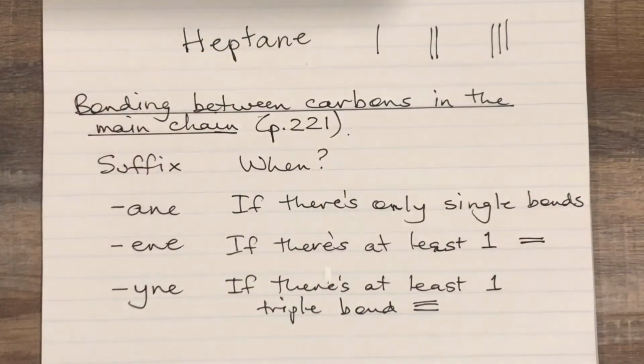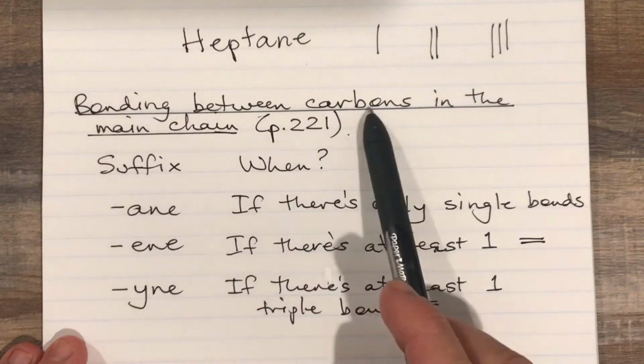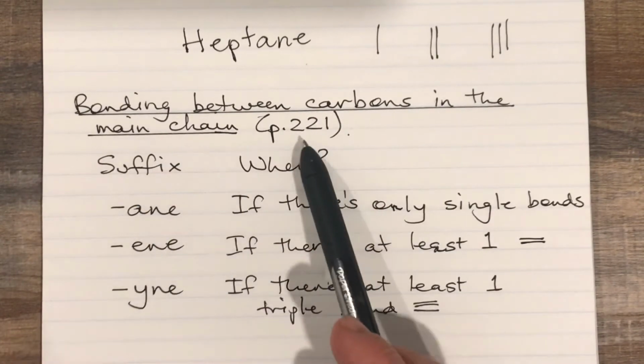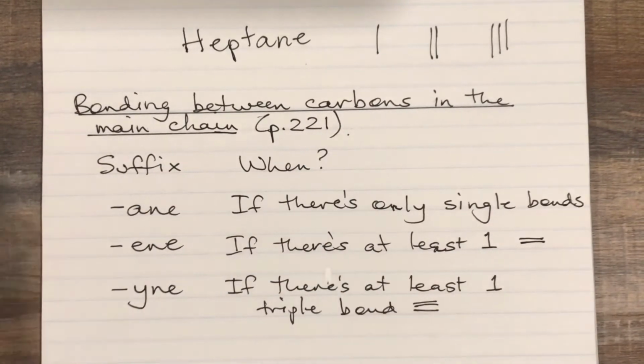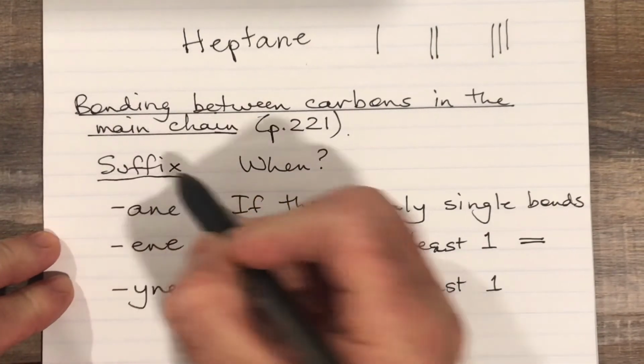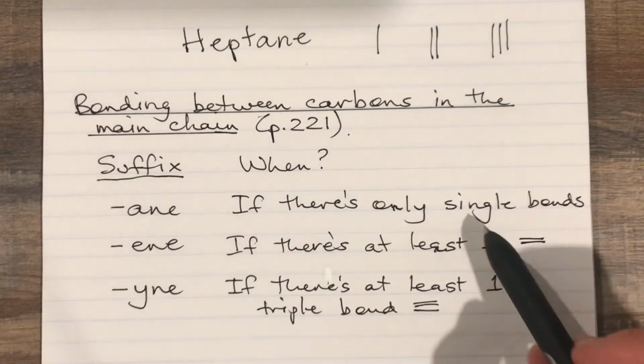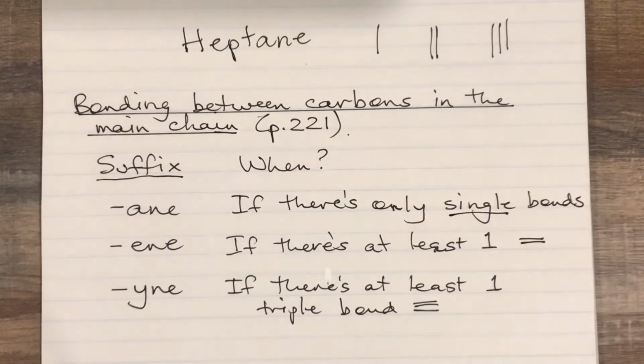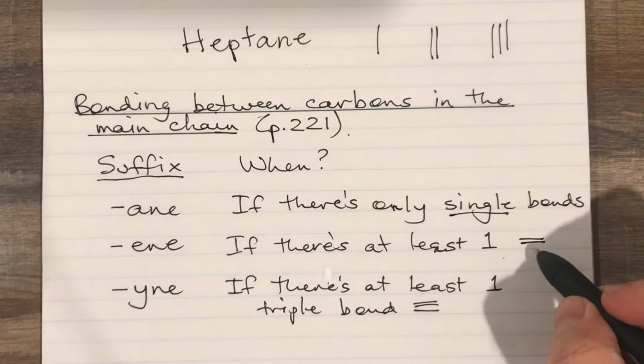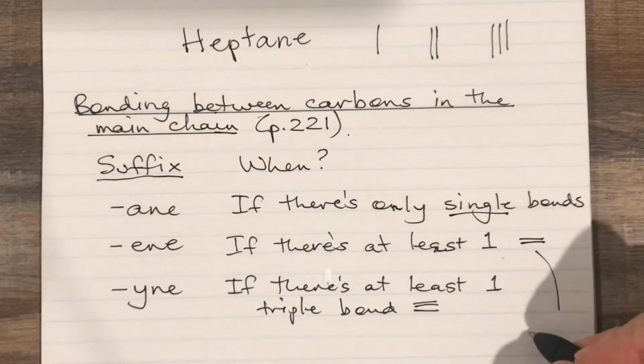Another thing to consider in naming hydrocarbons is the type of bonding between carbons in the main chain. This is on page 221 that we're up to. There are 3 types of bonding between carbons in the main chain. There's single bonds. There's double bonds, indicated by the little double line there.